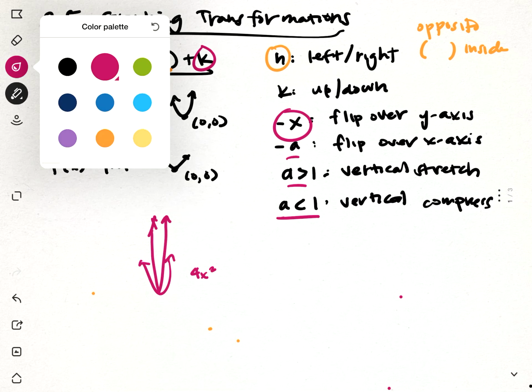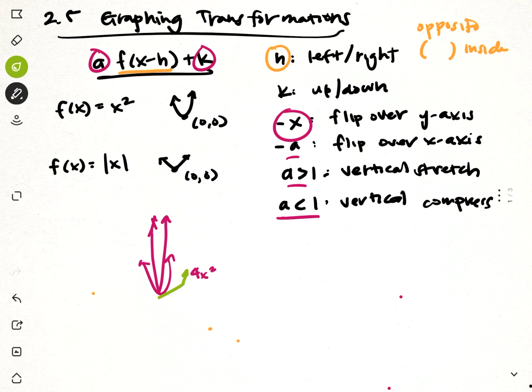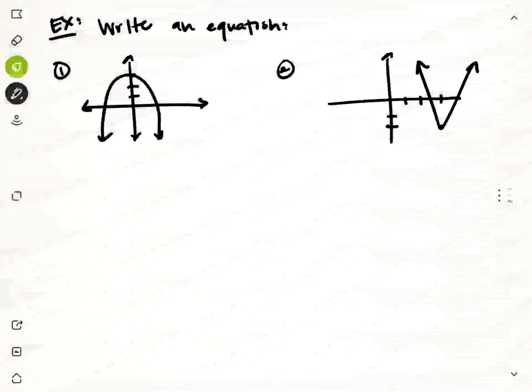Likewise, if a is less than 1 but greater than 0, it's going to be a compression. It's going to be the same vertex, but it's going to be pushed down that way. So this is stuff that you probably covered in Algebra 2, maybe even in Algebra 1, but we're just going to reinforce it in this lesson.